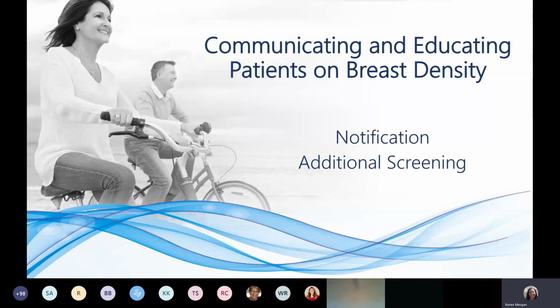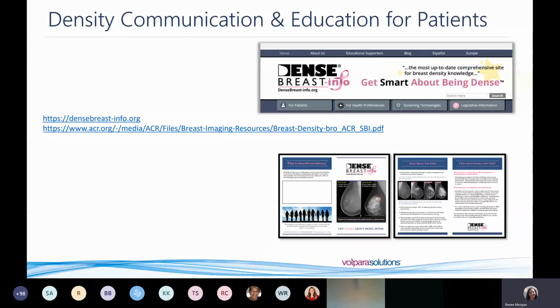We have all of this information. How are we going to communicate and educate our patients if they are in the higher breast density categories? There are several resources out there that I just listed a couple here, Dense Breast Info, and the ACR will provide resources, brochures that you can download, and you can put your site's logo in and provide this information for patients. This is a great resource for patients as well as sites, health professionals.